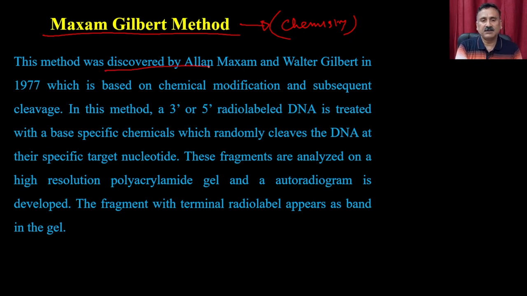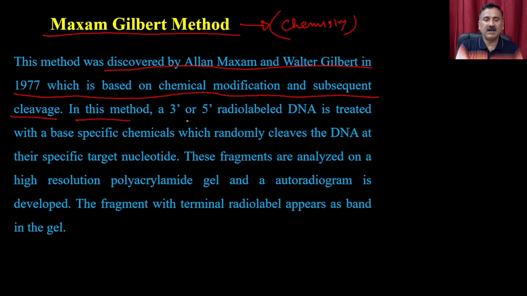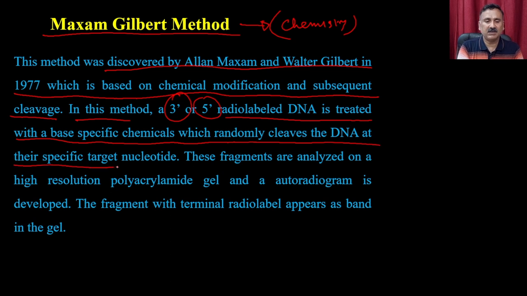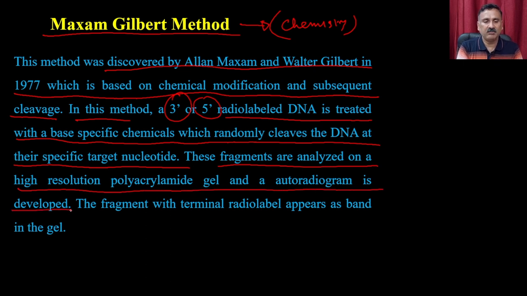This method was discovered by Maxam and Gilbert in 1977, and is based on chemical modification and subsequent cleavage. In this method, a 3' or 5' radiolabeled DNA is treated with a base-specific chemical, which randomly cleaves the DNA at its specific target nucleotide. These fragments are analyzed on a high-resolution polyacrylamide gel, and the autoradiogram is developed.